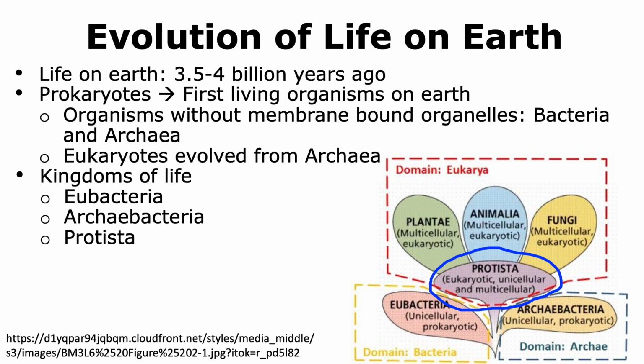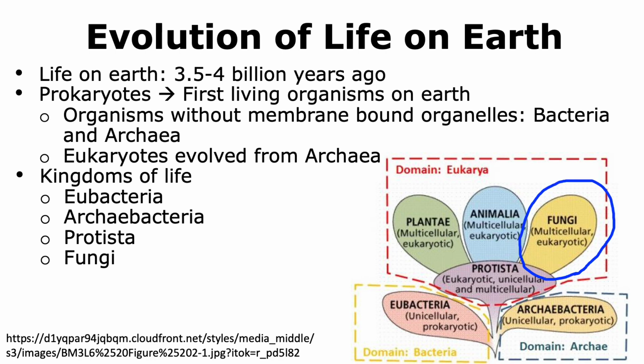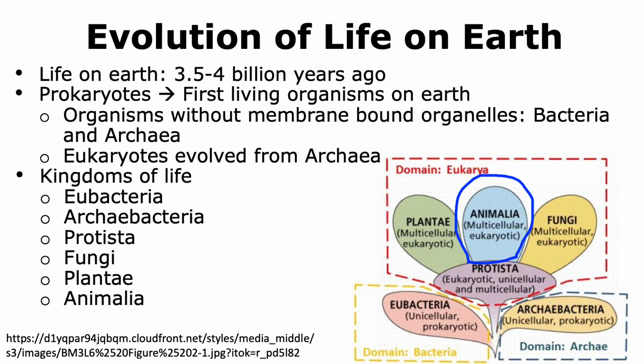In this kingdom, we can see eukaryotic, unicellular, as well as some multicellular organisms. From the kingdom of Protista, the kingdom of fungi, plantae, and animalia evolved. These include the different fungi, plants, and animals found on Earth.